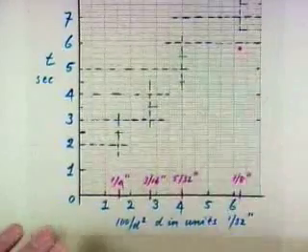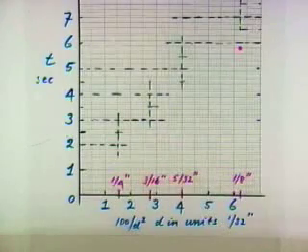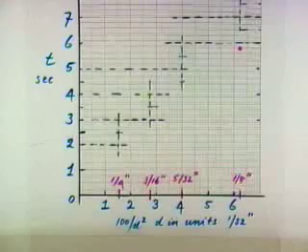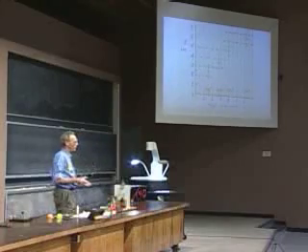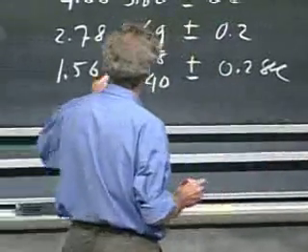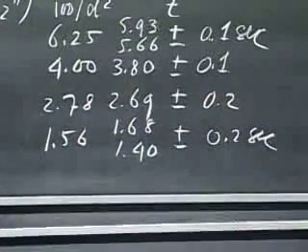Notice the point is lower than where I expected it. And the reason is the temperature went up. And if the temperature went up, then the viscosity goes down and they go faster. But that's okay. That doesn't worry me. The next one, 3.80.